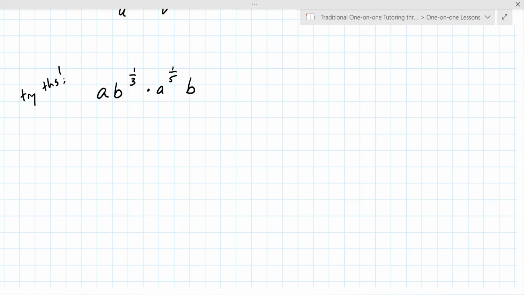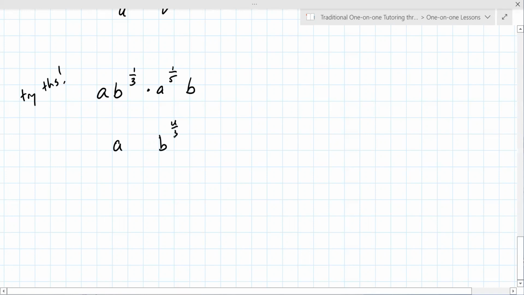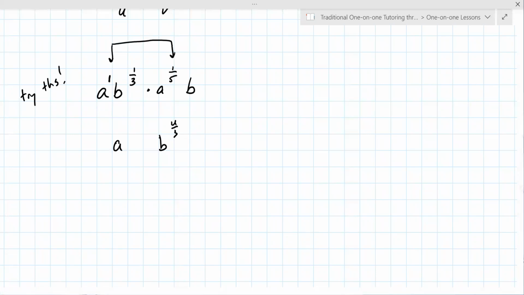I got A to the 8/15 times B to the 4/3. Okay, so I like the B to the 4/3. It's A to the one here. Go ahead and give that another try, please. Okay. 6/5. Yes.